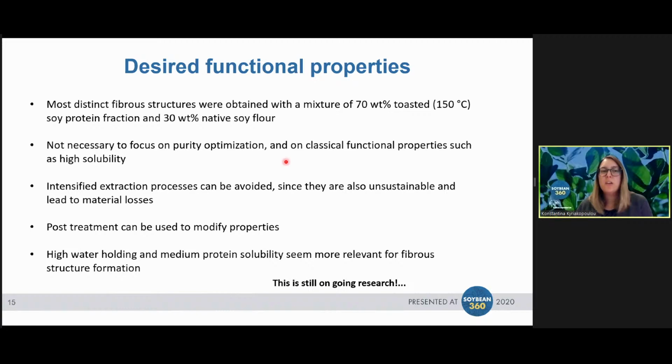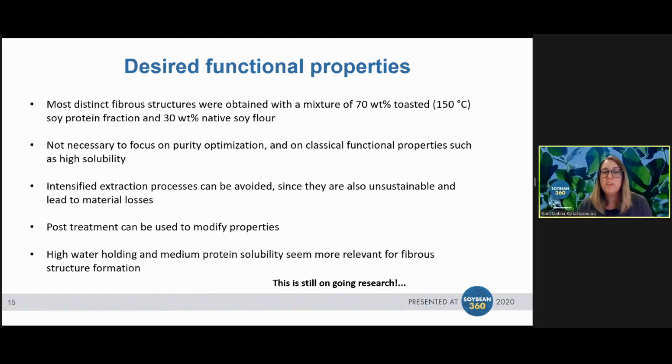By avoiding intensified extraction steps, we can also make our product more sustainable and keep inside the material ingredients that could be beneficial. And post-treatment steps can be a way to modify the ingredients to the desirable, for example, water holding capacity and solubility. So by heating, we can increase the water holding capacity and reduce the solubility to the extent that it creates a really functional ingredient. This research is still going on, and we're still working on understanding how the properties of the ingredients behave.